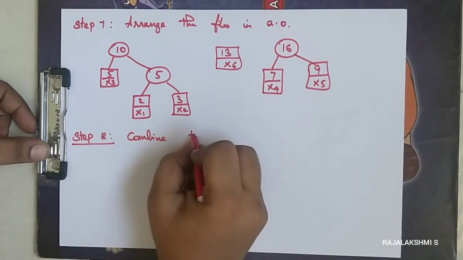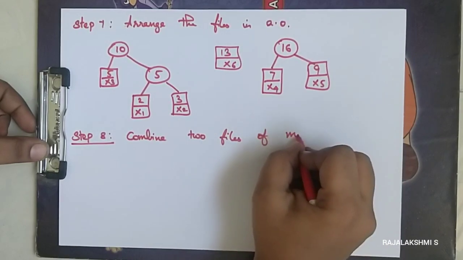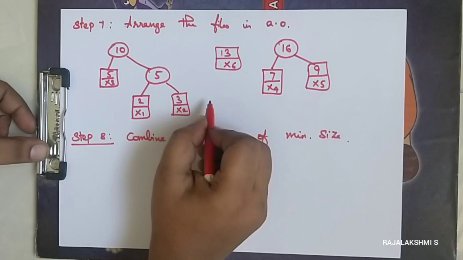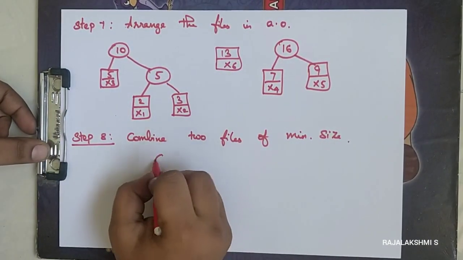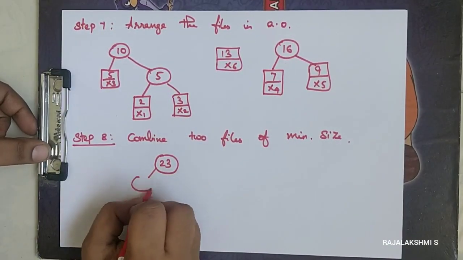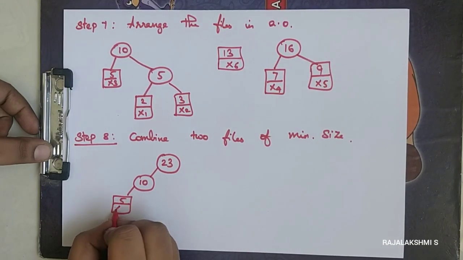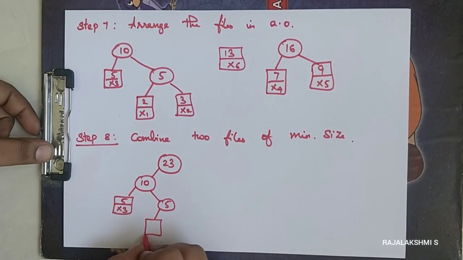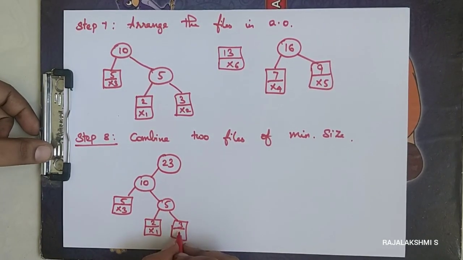Combine two files of minimum size. So we should combine these two files with minimum size, right? Here the size is 10 and here the size is 13. So the newly combined file will have 23, and the left child will be 10. Here it is 5 x3, and here it is 5, 2 x1, and 3 x2.